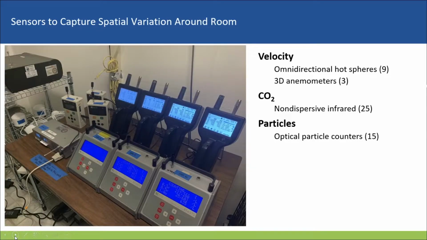So our experimental objective is to track the transport and fate of the particles around the indoor room, which requires a lot of sensors to capture the spatial variation in the room in real time. This instrumentation includes some 3D velocity probes, and we have some low-cost CO2 sensors to measure the CO2 concentration, and we also have optical particle counters. We have a mini wide-range aerosol spectrometer in the middle of the room to track the size distribution of the aerosols we released. Next slide.